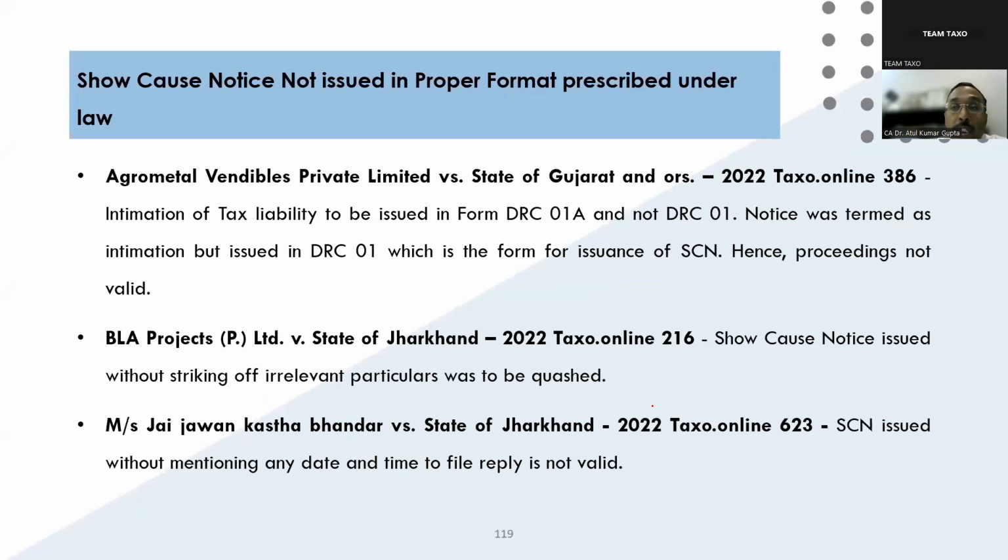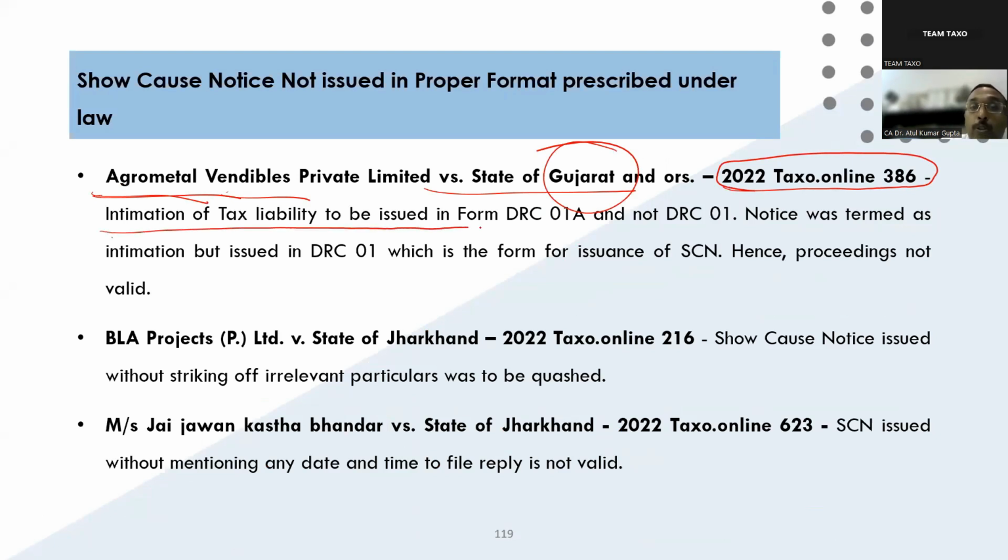Now, my dear friend, I just wish to share a few recent judgments given by the Honorable High Courts as far as show cause notices are concerned. There is the case of Agro Metal Vendibles Private Limited versus State of Gujarat, a Gujarat High Court judgment reported in 2022 TAXO.online 386, wherein the intimation of tax liability was to be issued in form DRC-01 but the notice was issued in DRC-01 as a show cause notice, which is bad in law. So if the intimation of tax liability is issued straightaway in a notice, you can always challenge that.